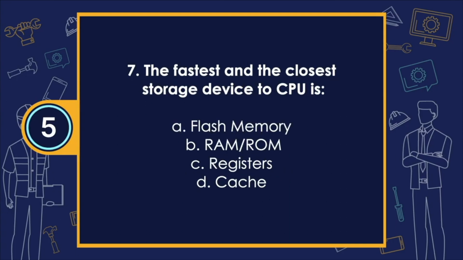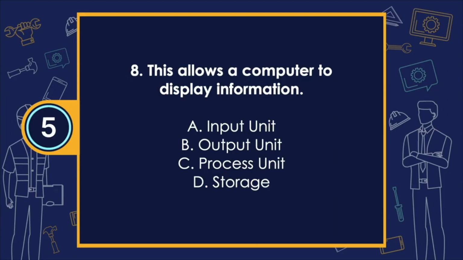Number 7, the fastest and the closest storage device to CPU is. The correct answer is cache. Number 8, this allows a computer to display information. The correct answer is letter B, output unit.